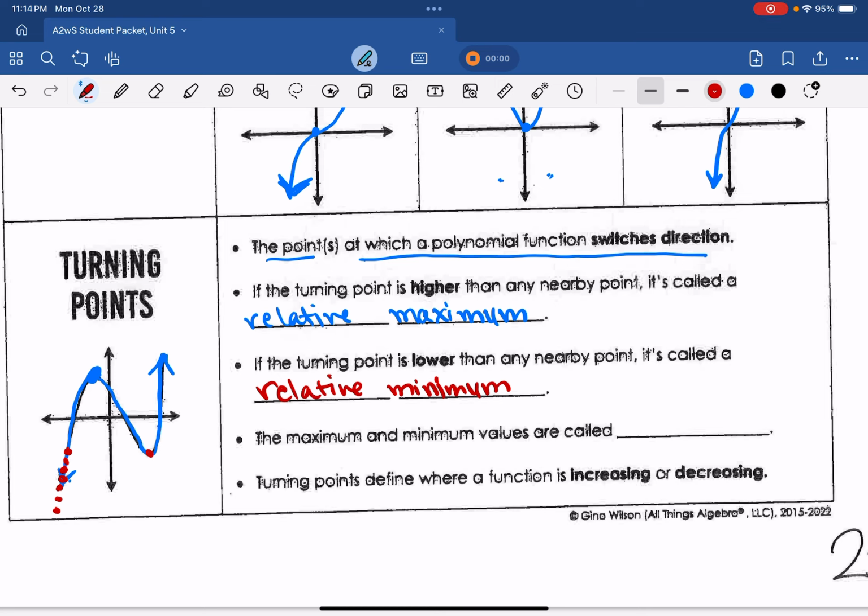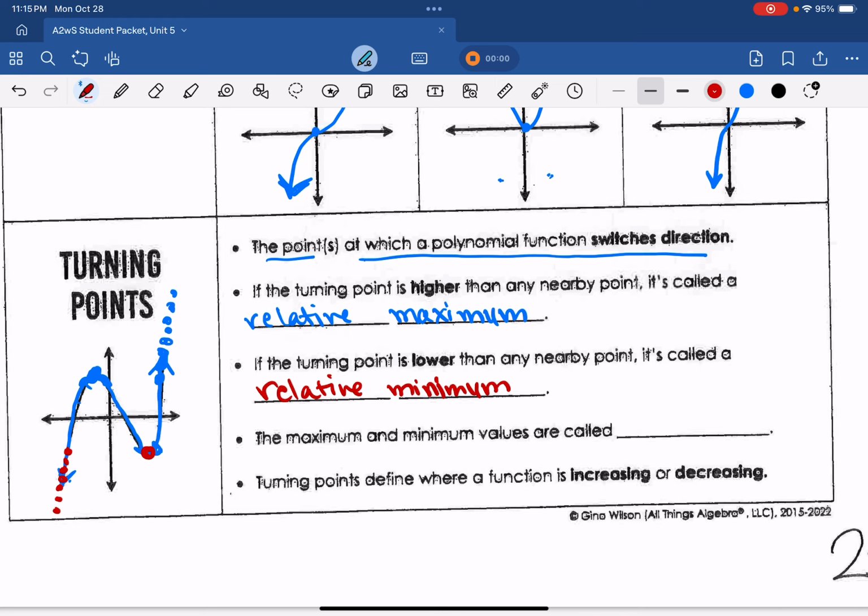And this is not the highest point on our graph, because there are points on this side, this little arm that keeps headed up towards positive infinity, that are higher than this point. But because it's the highest around and it's a turning point, it's a maximum. And this one's the lowest around, so it is a minimum.